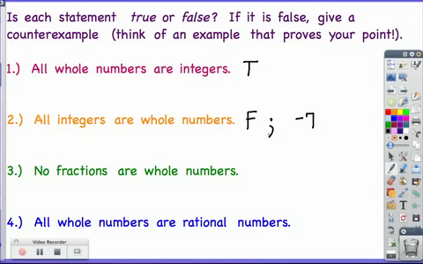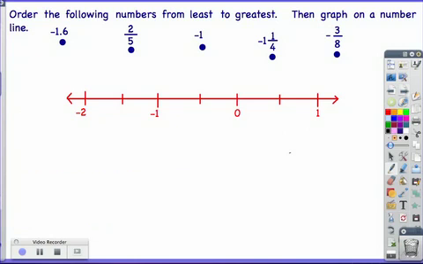-1 goes right on -1. -1.6 should be just to the left of -1.5. 2/5, which is 0.4, would be just to the left of 0.5, or 1/2. -1.25 should be exactly halfway between -1 and -1.5. -3/8 should be just to the right of -1/2, because -4/8 is -1/2, very close.